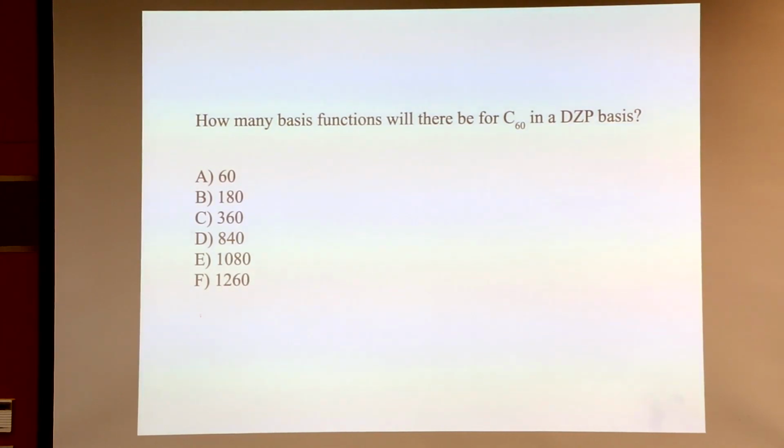Okay, how many people think A? How many B? Okay, nobody's going to say C because I already told you that was wrong. How many people think D? All right, good. You're all right. Yes, the answer is D. In a DZP basis, there are 14 basis functions per carbon atom.